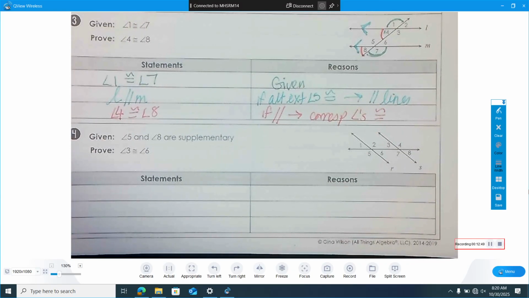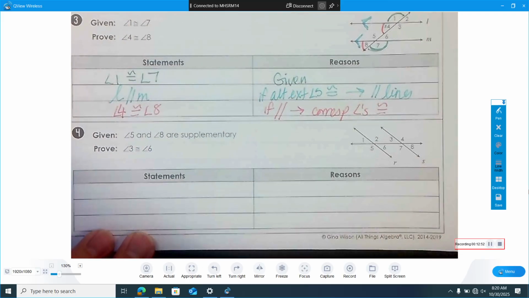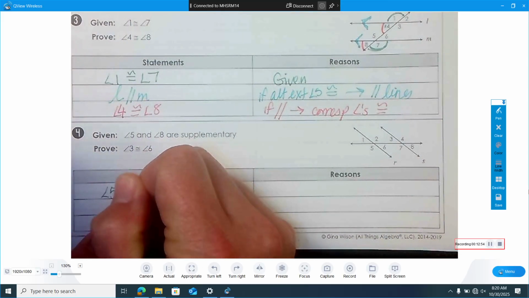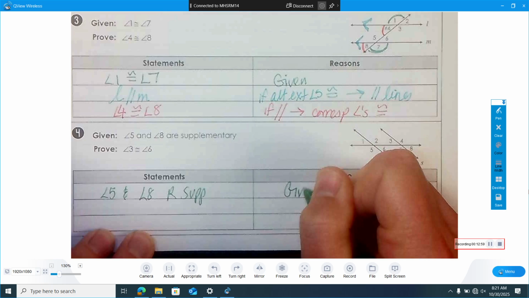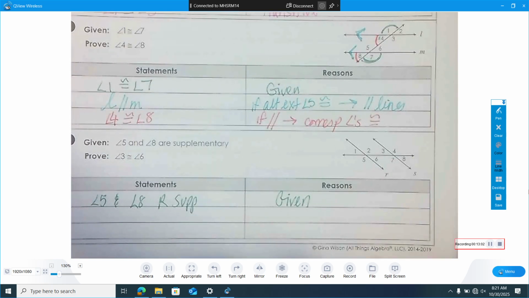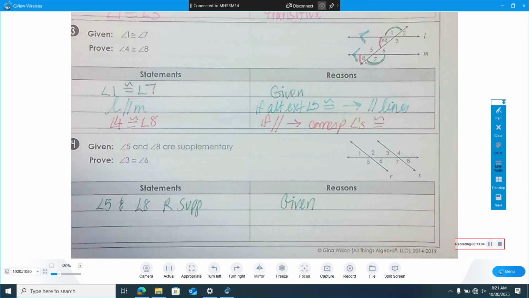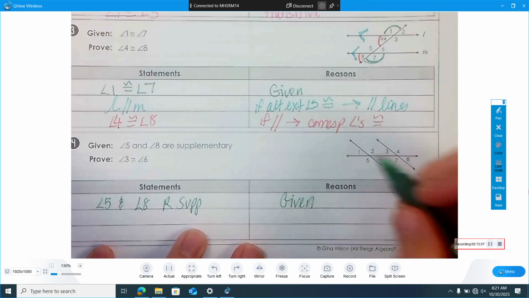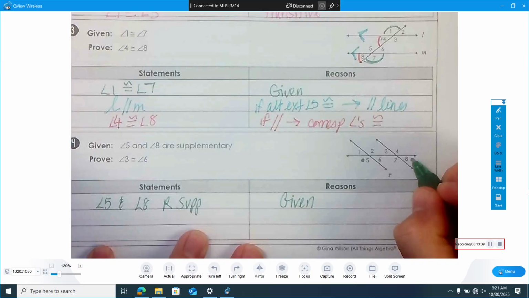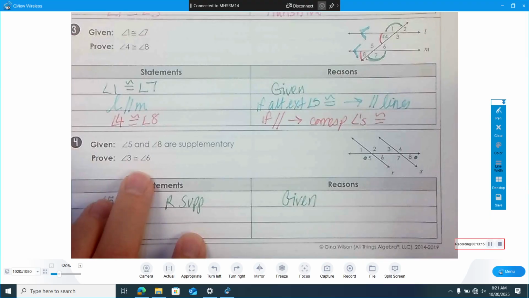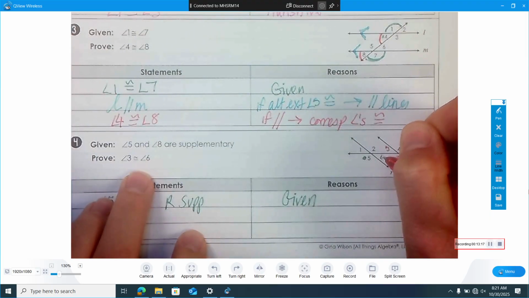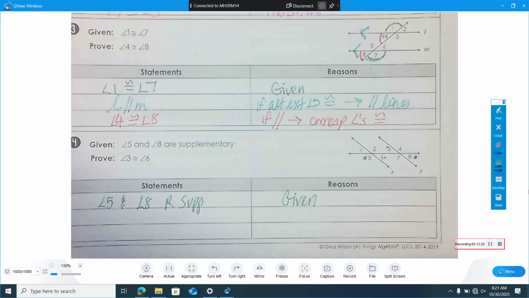Number 4, where do we begin? All right, angle 5 and angle 8 are supplementary. That is the given. Feel free to abbreviate as long as it's understandable. All right, let's look at our picture. Angle 5 is right here and angle 8. All right. And then we're trying to prove angle 3 is congruent to angle 6. All right, what are angle 5 and angle 8? Same side exterior. Same side exterior.